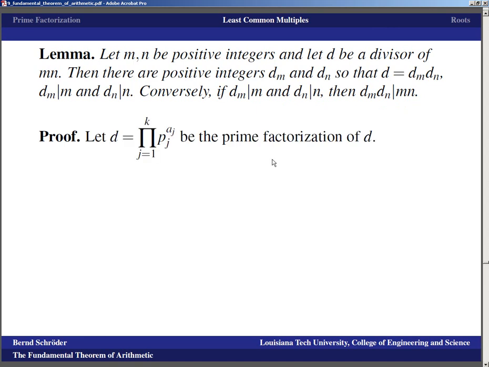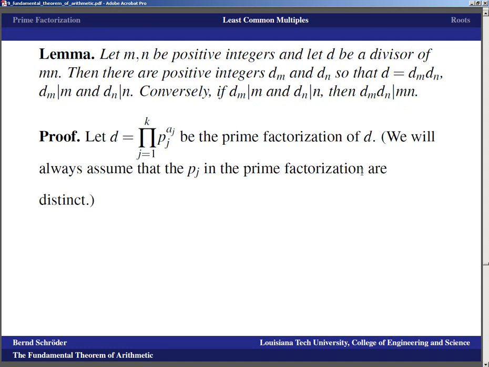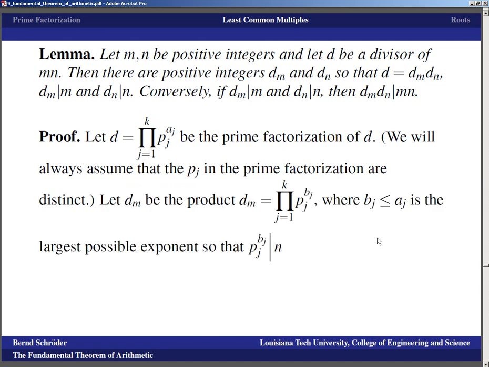That's quite trivial actually. So let d have a prime factorization, the product, j equals 1 to k, of pj to the aj, and we will always assume that the pj in the prime factorization are distinct, so if I don't always mention that, that's already part of what I'm saying with the prime factorization. Let dm be the product, j equals 1 to k, of pj to the bj, where bj is less than or equal to aj, and it's the largest possible exponent so that pj to the bj divides n. And let dn be the product of the pj to the aj minus bj. Well, that presumably is the split, because if I take dn times dm, I of course get the product of the pj to the aj, so I get d.